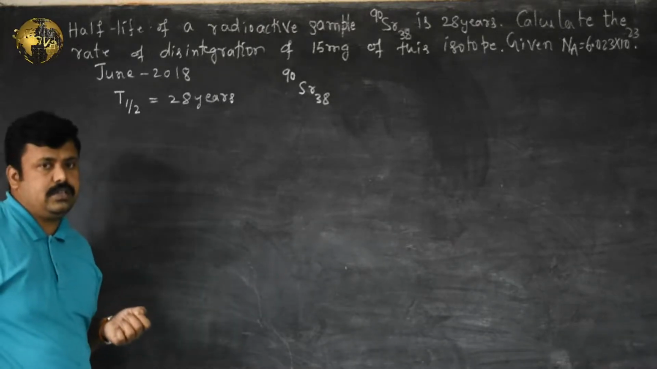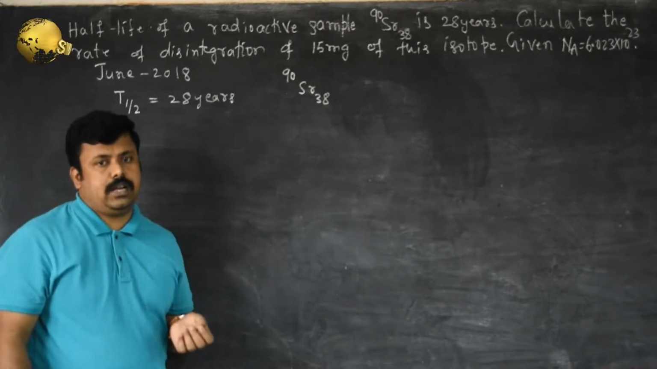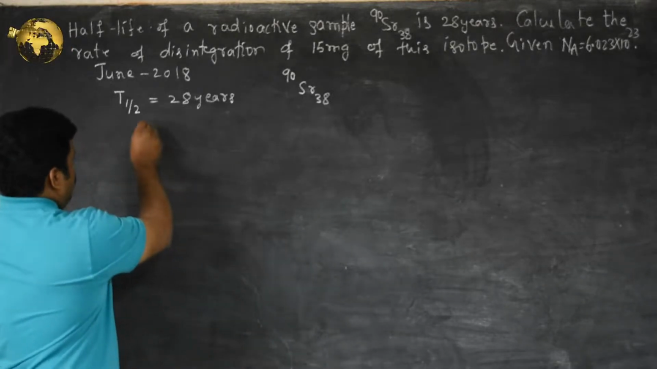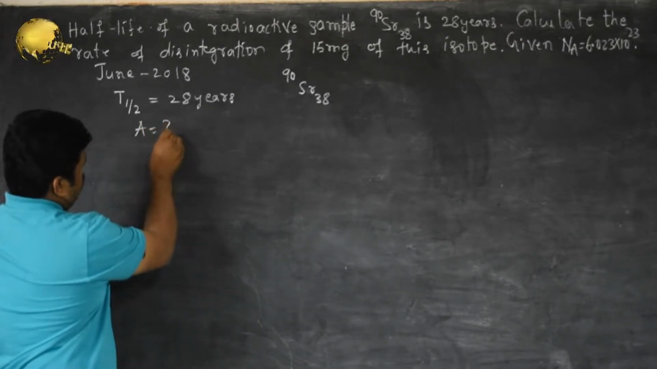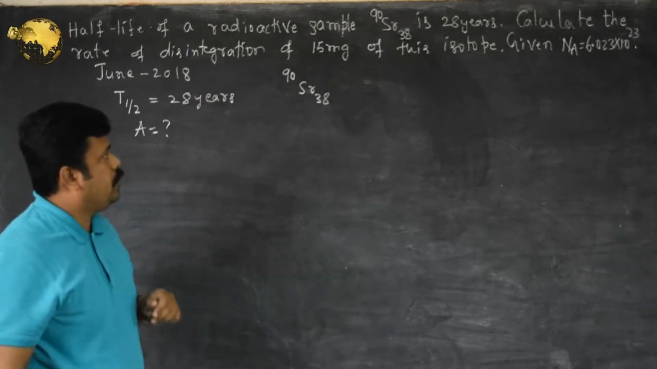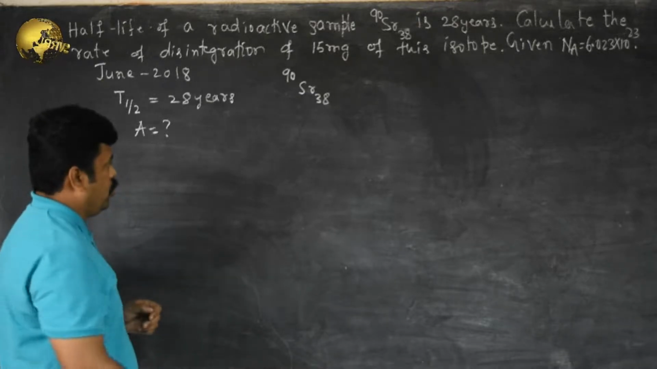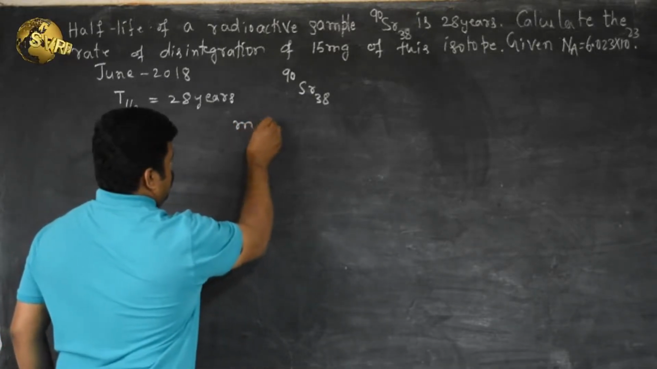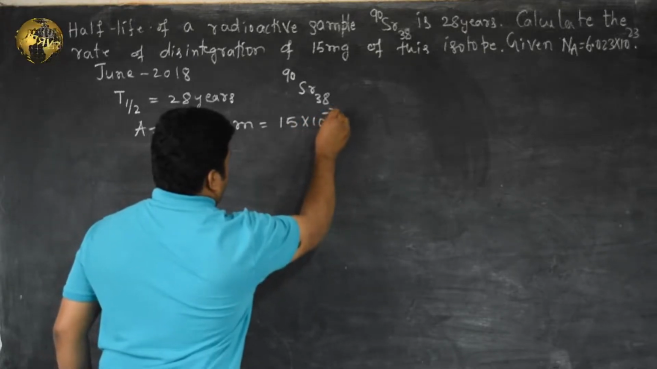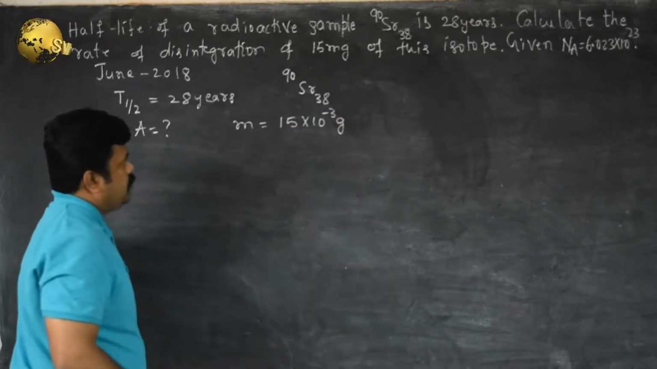The rate of disintegration is nothing but activity. Disintegration per second is activity, so I call it A. Rate of disintegration of 15 milligrams of this isotope. So the mass is 15 milligrams. Let us keep it in grams, so 15 into 10 to the power minus 3 grams.